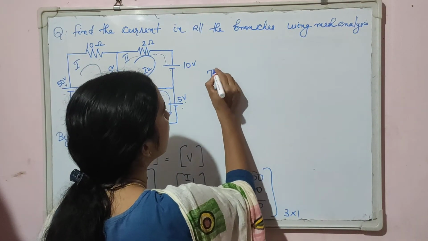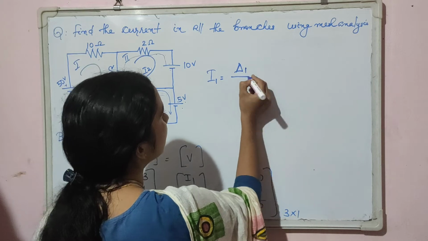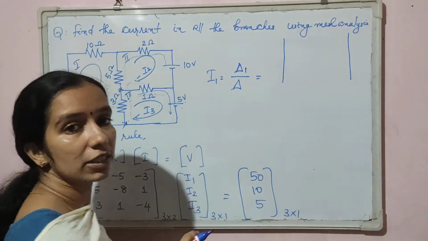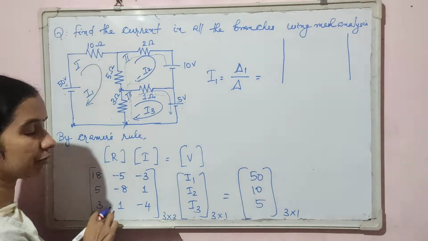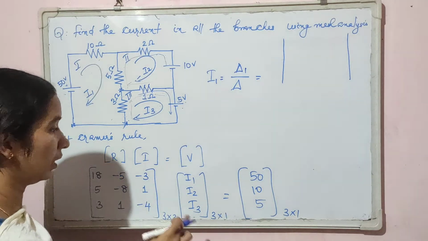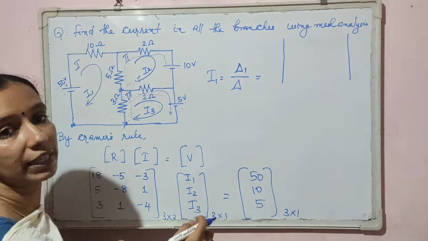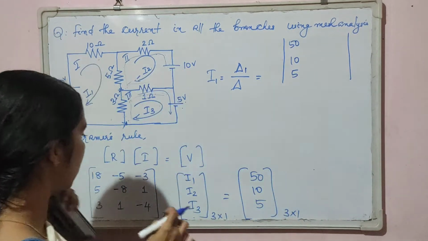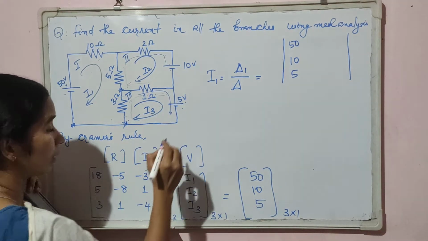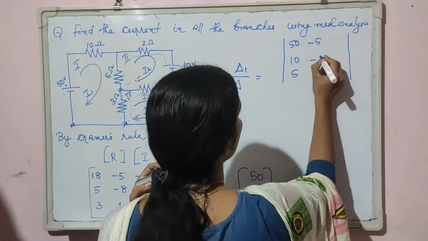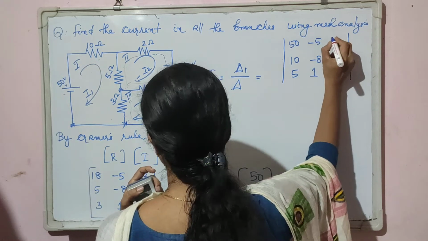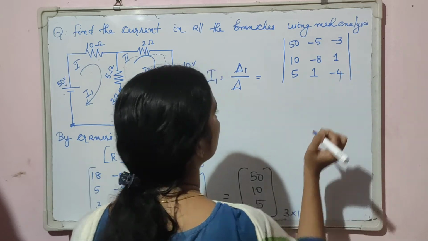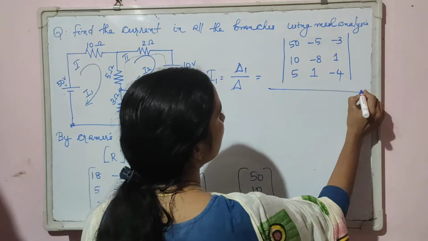So I1 is equal to delta 1 divided by delta, and delta 1 is the determinant of that matrix which is obtained by replacing the first column of the resistance matrix by the voltage matrix. So instead of the first column, write the voltage matrix, that is 50, 10 and 5, and the remaining two columns will be the same: minus 5, minus 8, 1 and minus 3, 1 and minus 4. And divided by delta.